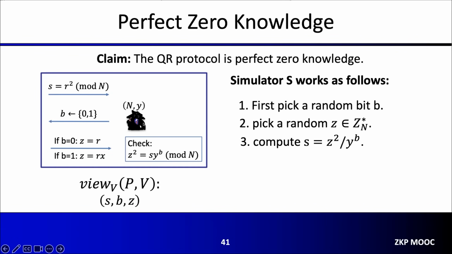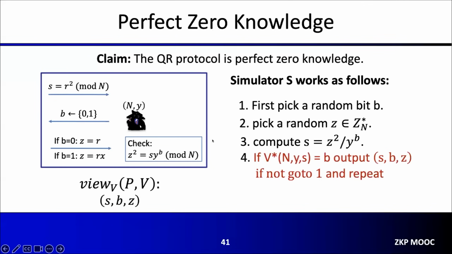What does it mean, send? Remember, the simulator should work correctly for every V star, for every bad guy V star. The simulator has access to V star. The intuition is that no matter how powerful the verifier is, he's polynomial time, and I have to come up with a polynomial time simulator. So a polynomial time program can have access to any other polynomial time program, including this verifier. So what I do now is I run this bad verifier on the input N, Y and first message S and see what he asks for.